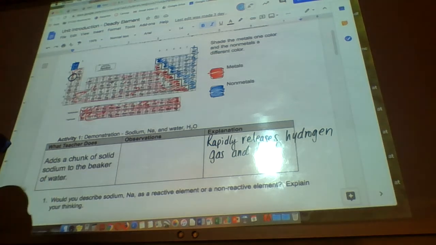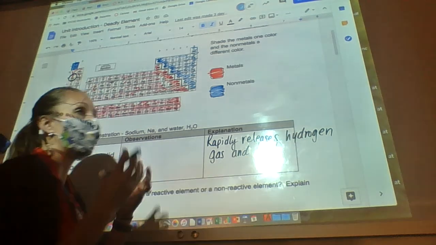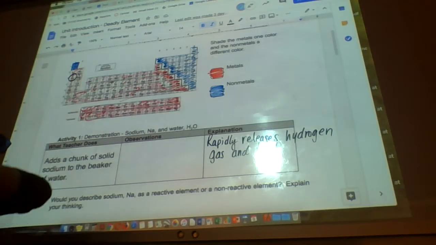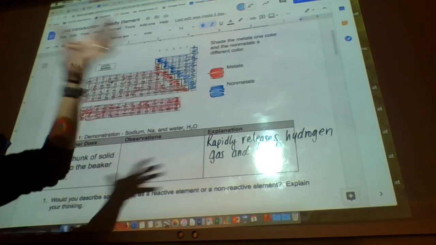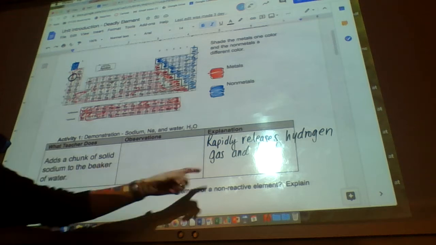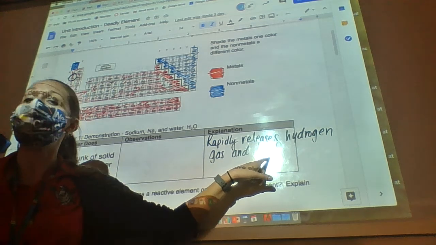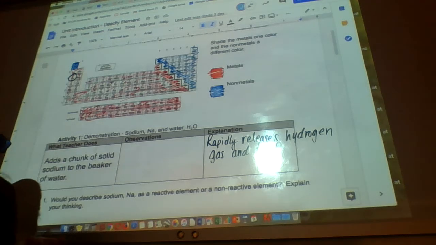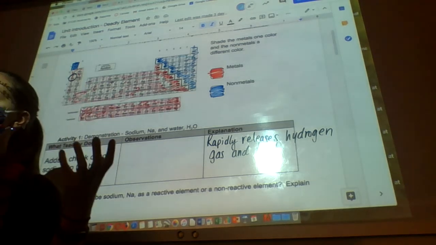So what happens is it releases hydrogen gas very, very rapidly. So it doesn't really have time to spread out all throughout the fume hood. It's forming that hydrogen gas all at once, right on the top of that beaker. And then it also produces a lot of heat, and that heat is enough to ignite the hydrogen gas. And it then, as you saw, explodes.